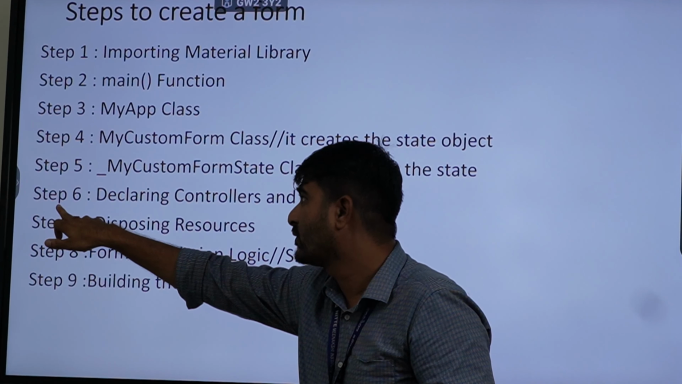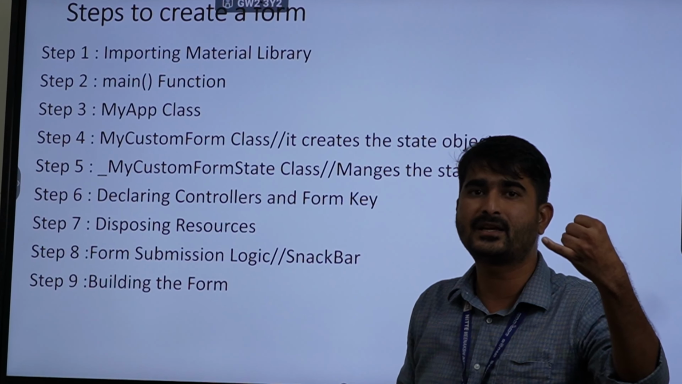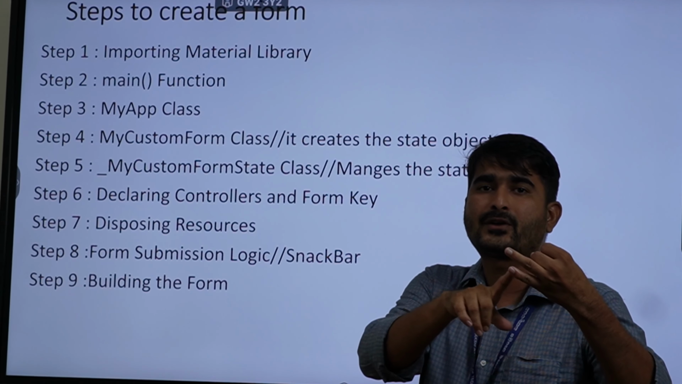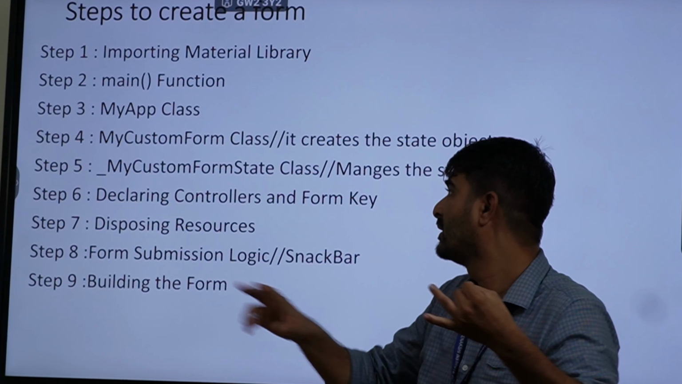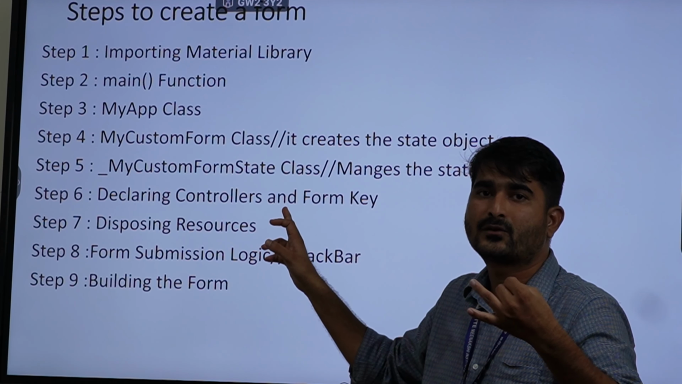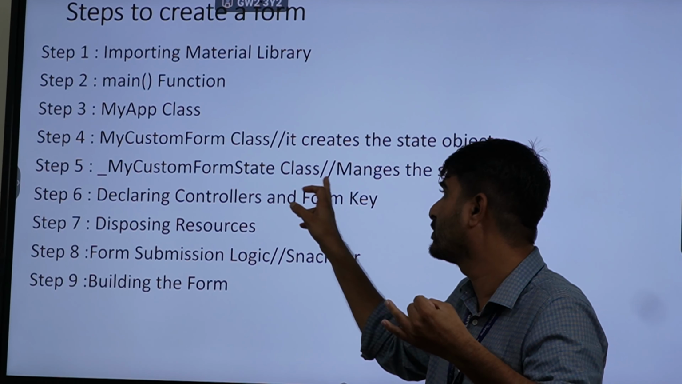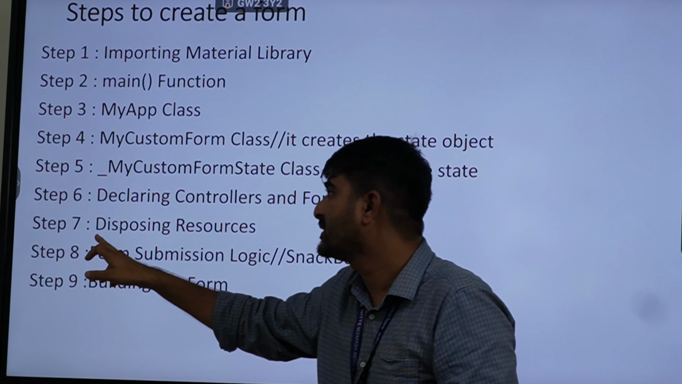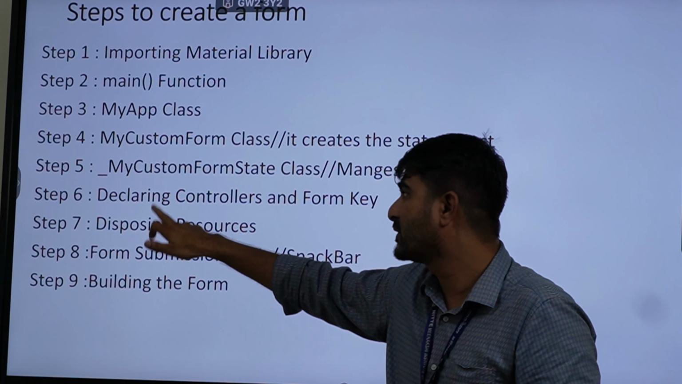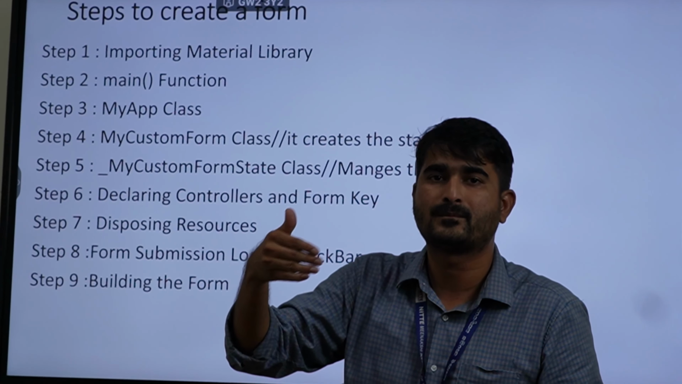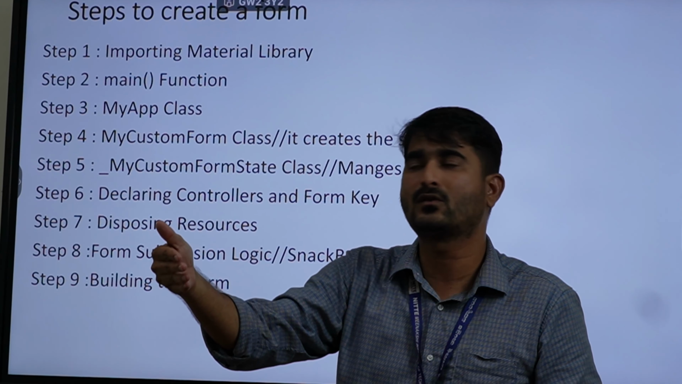In step 6, I have to declare controllers and a form key. Controllers are nothing but a name controller and an email controller. I have to give a proper name. It should not be empty, it should not be null. And for the email also I have to give a proper one, it will be taken from the Google form key. Next I have to use the dispose function, meaning if I want to re-enter the name, I have to use the dispose function. It is used to create a space in a Google form.